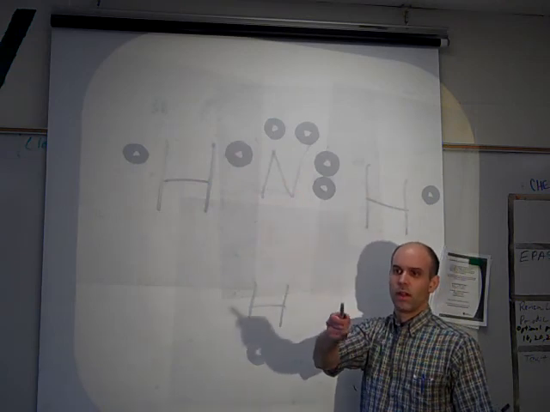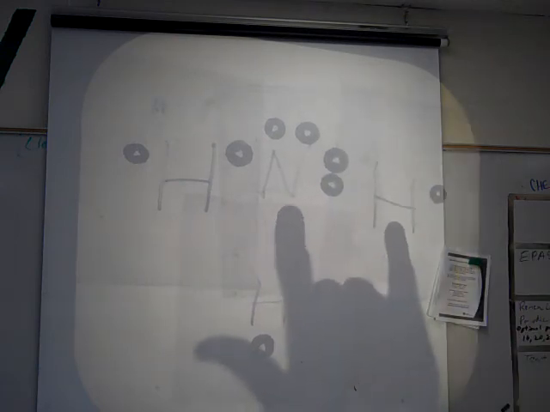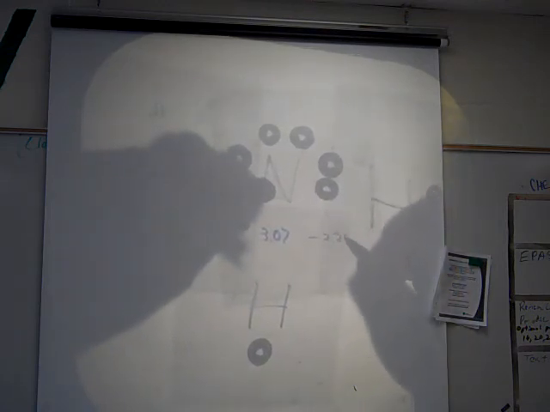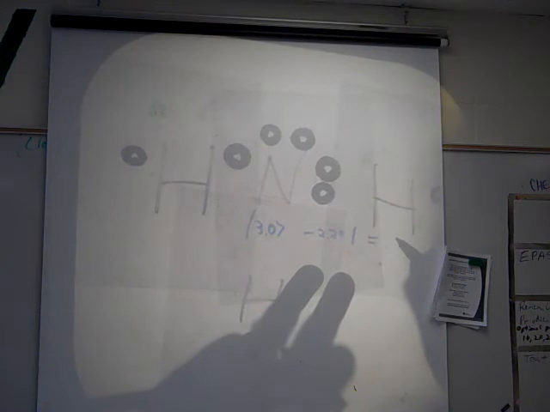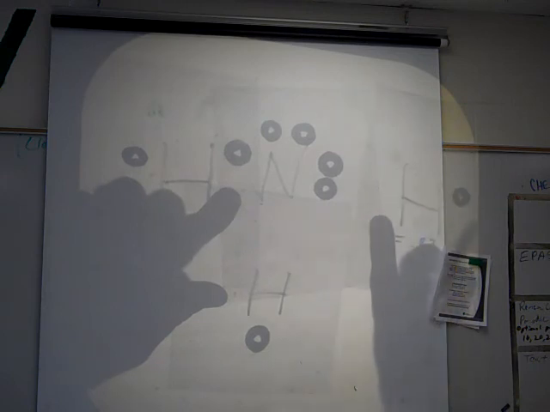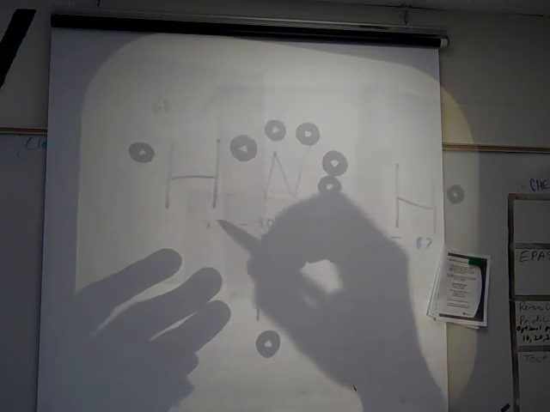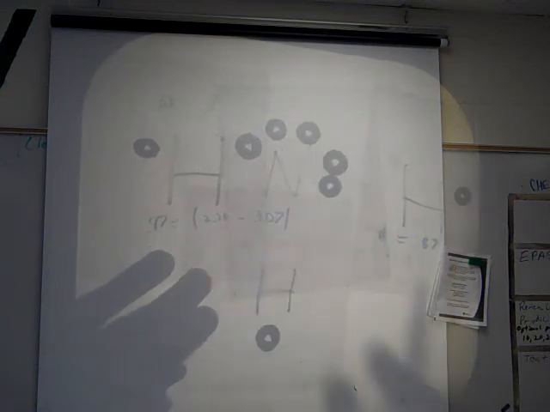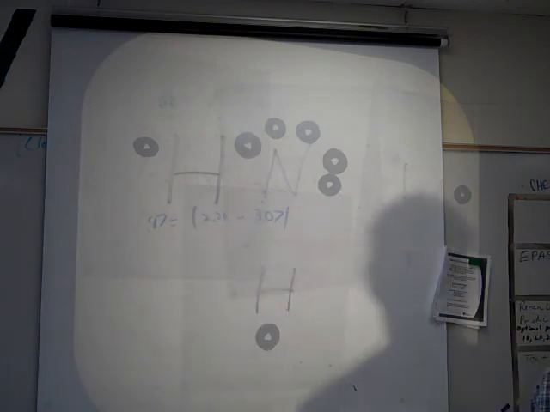But what did I forget to do? Always have to do the electronegativity first. And you always do it between each 2 individual ones. So nitrogen is 3.07, hydrogen is 2.20. What's the difference? 0.87. Ionic or covalent? Covalent. Do the same thing between the other 2. 3.07, 2.20. We'll get the same number, right? So it's going to be covalent for all of them. But you always do the difference between each ones individually.